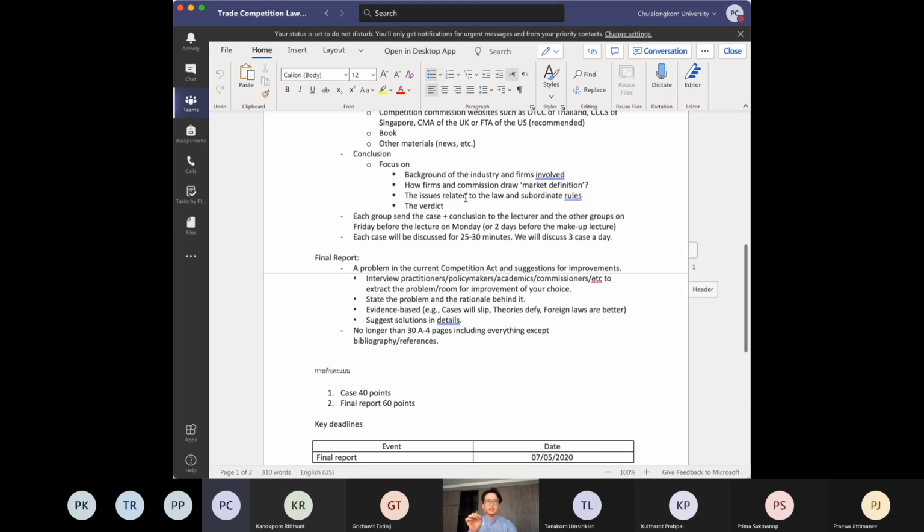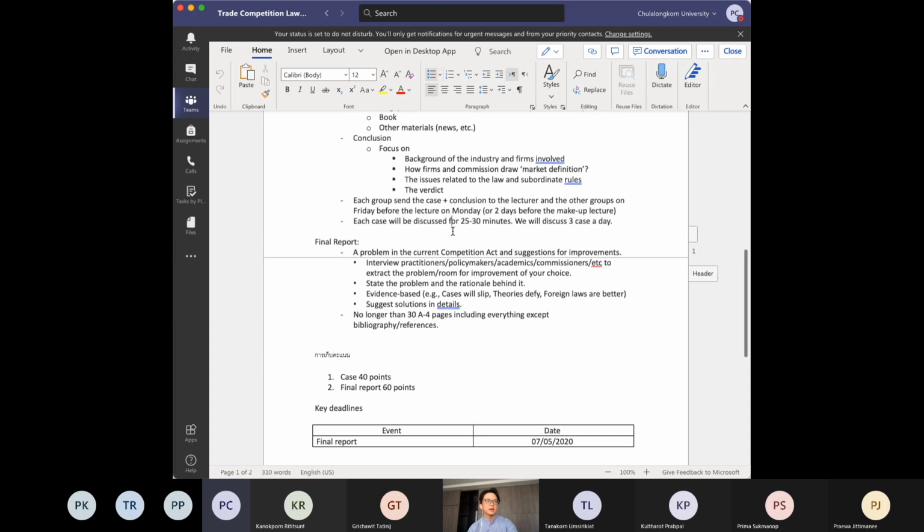In order to make the discussion at least fruitful, I would need you to send over the case and also your piece of conclusion to me and your friends on Friday before the lecture on Monday. But this is going to shift, because now we are having the lecture on Thursday, so it would be nice if you can send over the case and the conclusion by Monday. Okay, so at least we have 2 days in advance to have a look at it and come up with some good questions or points of discussion.